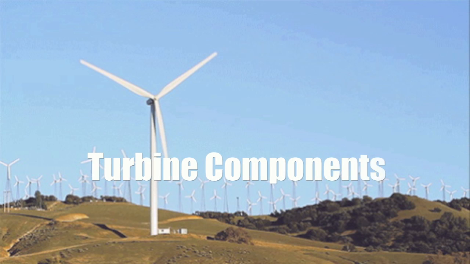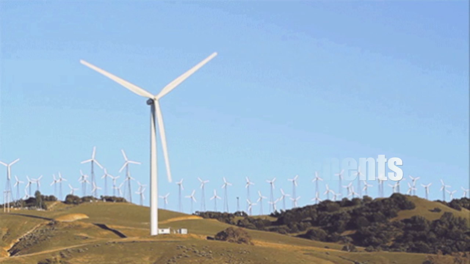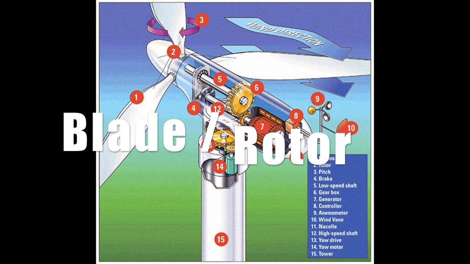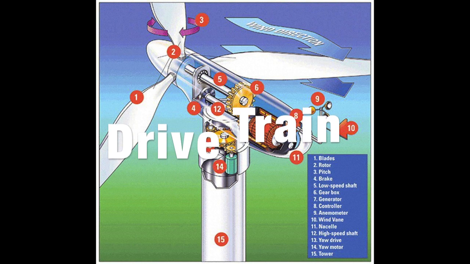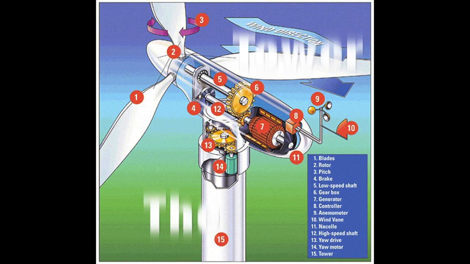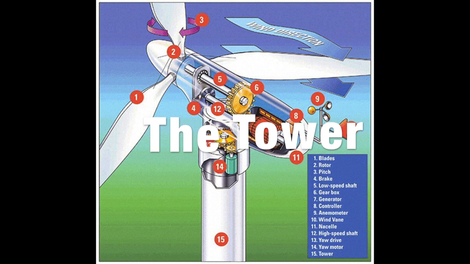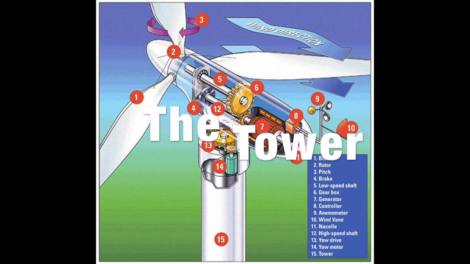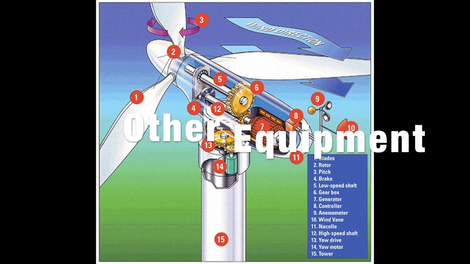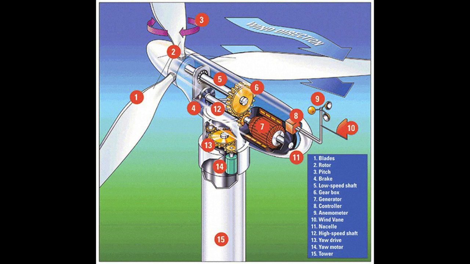The components of a horizontal turbine include the following: a blade or rotor, which converts energy in the wind to rotational shaft energy. Next is the drivetrain, usually containing the gearbox and generator. Then there's the tower, that supports the rotor and the drivetrain. Lastly, the turbine contains other equipment including controls, electrical cables, ground support equipment, and interconnection equipment.